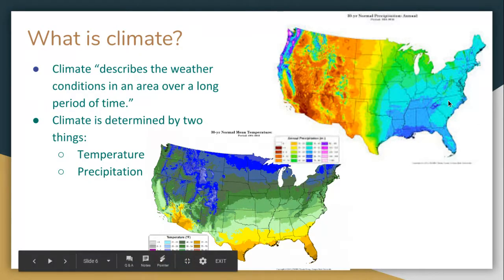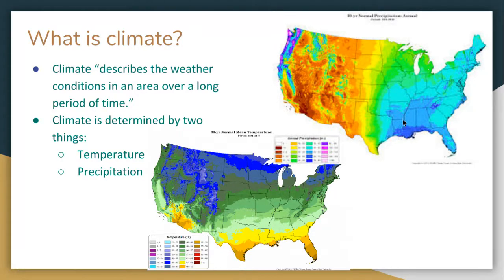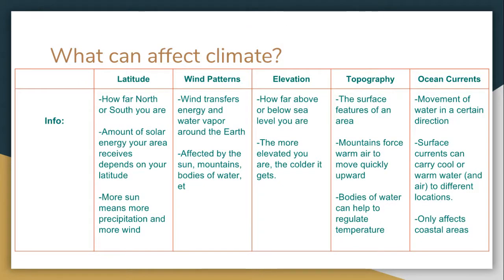So we might look at 2 different graphs of America and see that some places are warmer than others. Or we might see that some places get a lot more rain than others. And we could describe their climates using that information. So, what could affect climate? The latitude, which is how far north or south you are, that affects how much of the solar energy you get.